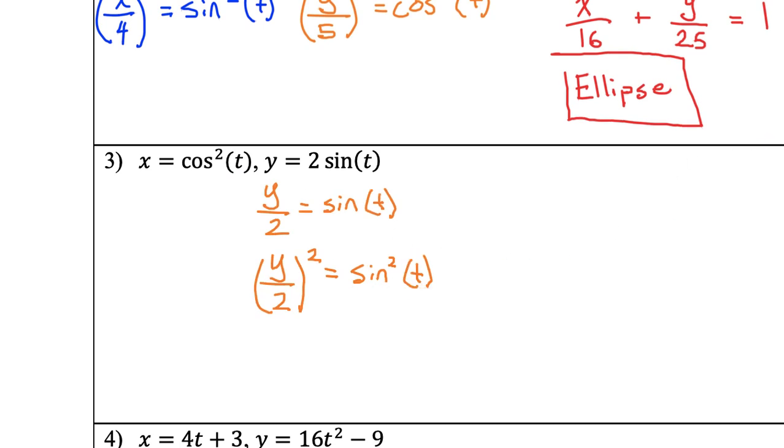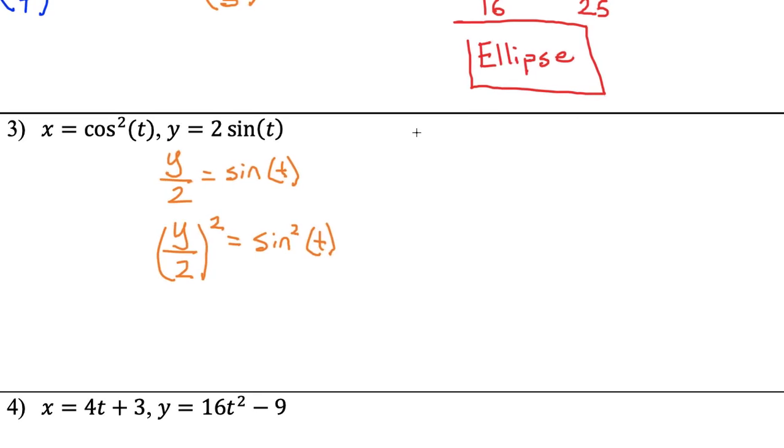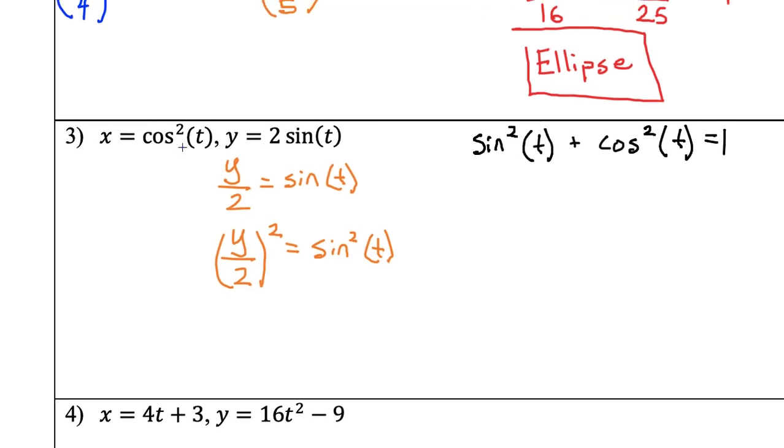Remember that the theorem that we're trying to use is saying that sine squared of t plus cosine squared of t is equal to 1. Plugging in, this cosine squared here is just x, and this sine squared is y over 2 quantity squared. I'm going to add these two together and set this equal to 1.